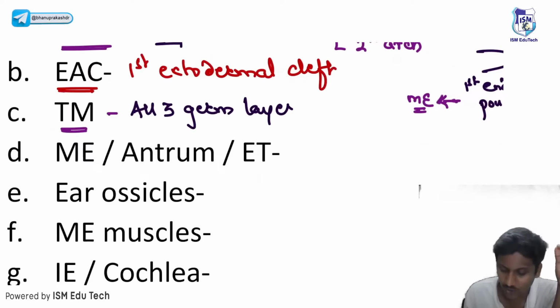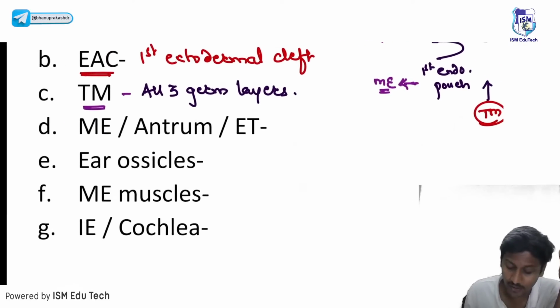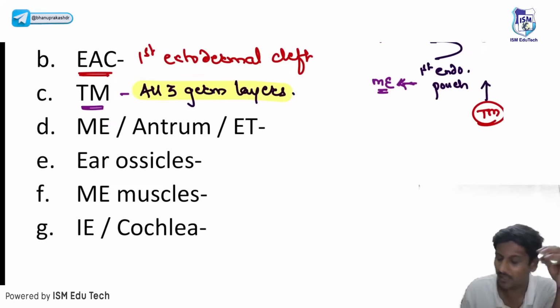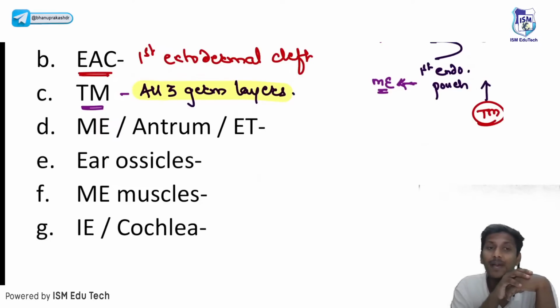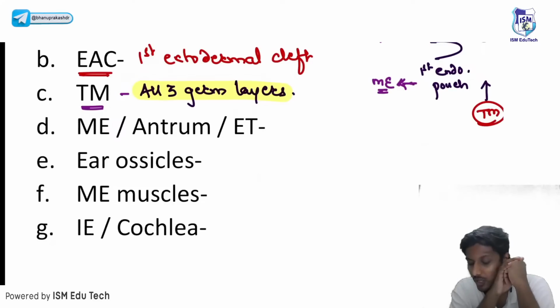So remember, if they ask which structure in the ear is formed of all 3 germ layers, now you know the answer. That is the tympanic membrane or the eardrum, which is formed of all three germ layers, with contributions from the endoderm, mesoderm as well as the ectoderm.